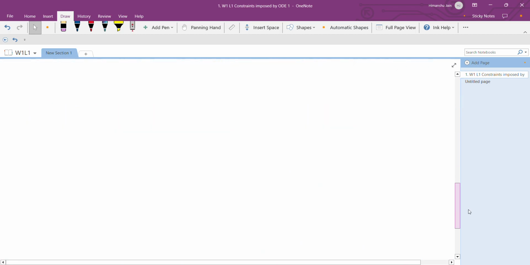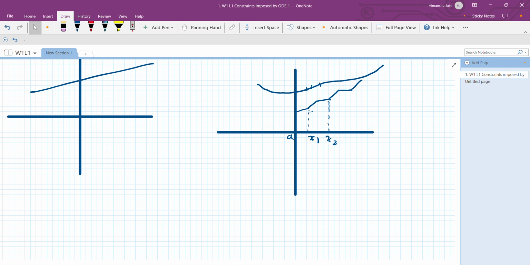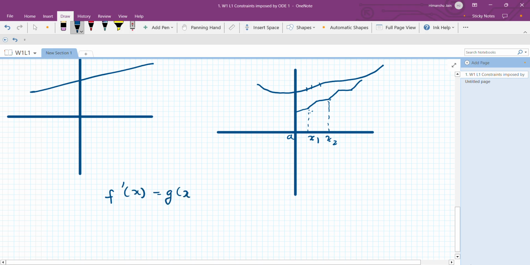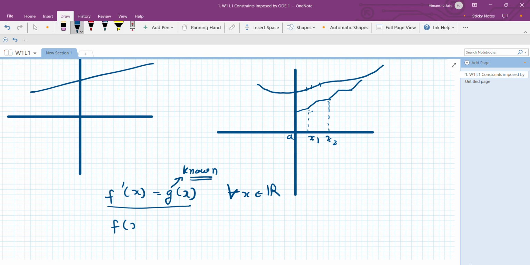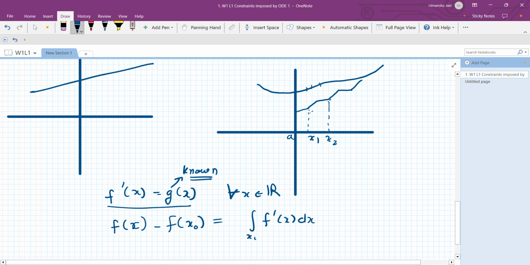So now we can see that if we know the derivative of the function everywhere, for all x in the real line, then we actually know the function value up to a constant, because if we know f dash x everywhere, this g function is a known function. Then at any point x, I can write the integral of f dash x dx from x naught to x.